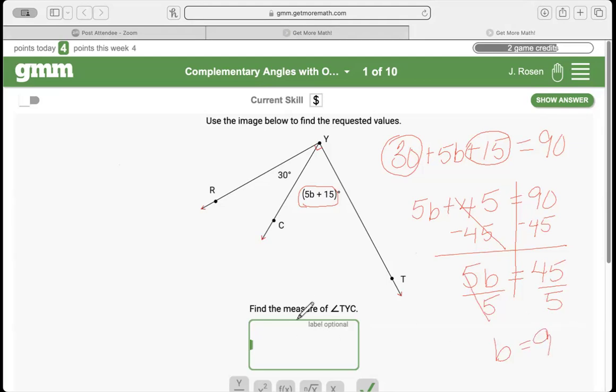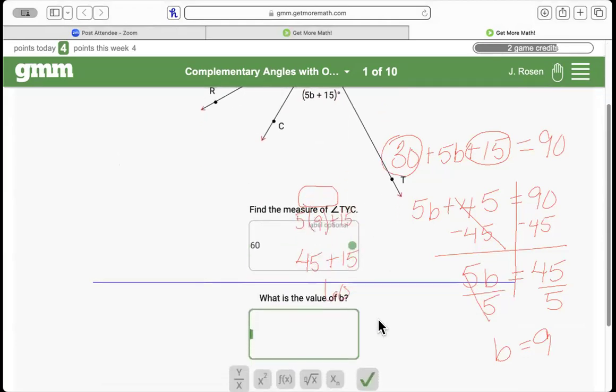So this doesn't ask me for the measure of B, it asks me for TYC. So we're going to substitute it in. 5 times B, so 5 times 9 plus 15. So 5 times 9 is 45. And 45 plus 15 is 60. So the measure of TYC is 60. And we can even double check that. 60 plus 30 should get us 90, right? So 60, 70, 80, 90, it does. So we know that that's the right measure.